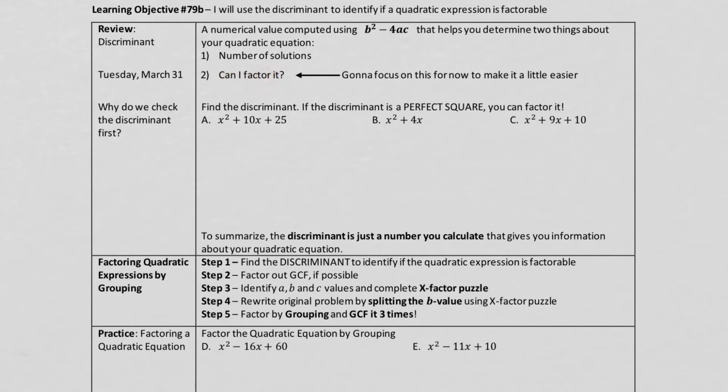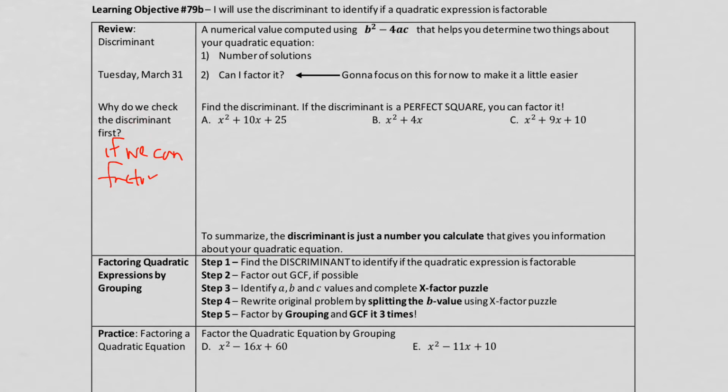Now, before we start with examples, why do we even check the discriminant first? Because it tells us if we can factor. If we cannot factor a quadratic, we're going to have other approaches to solve them in the next several weeks. So to not waste time trying to see if we can factor, the discriminant will give us that from the very beginning, and we then go from there.